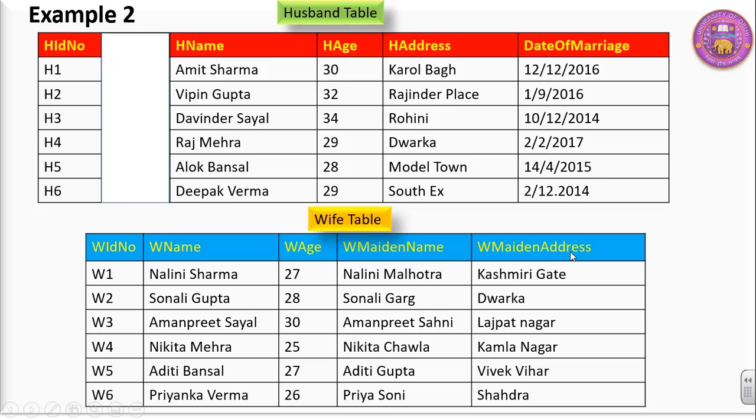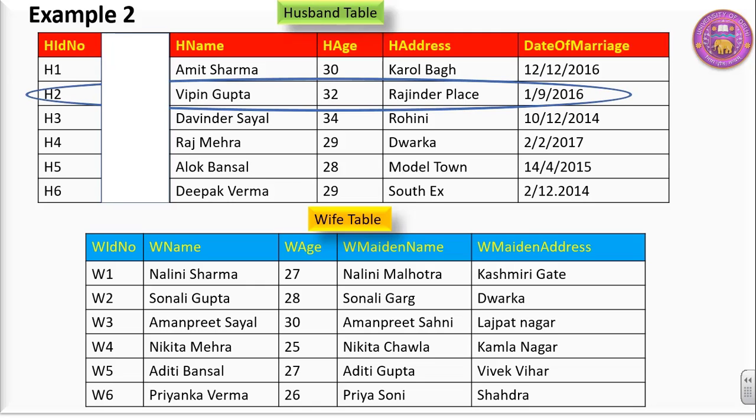maiden address. In this particular case you can see that we can create a relationship of only one husband with one wife. It means one record of this particular table can be connected to one record of the second table. One record of the husband table can be connected to one record of the wife table. How can we do that?